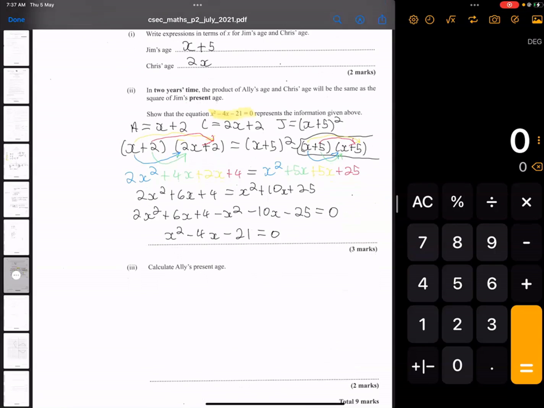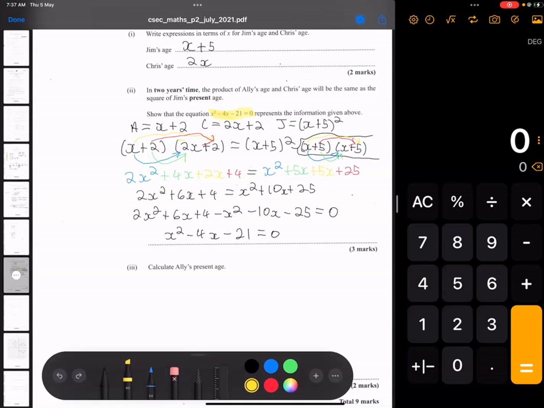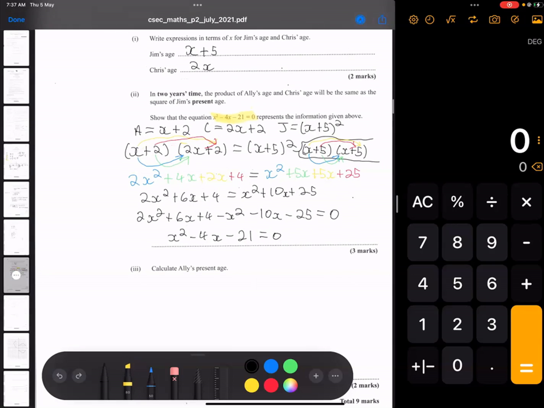Calculate Ali's present age. So Ali's present age is x, and for us to find what x is, we're going to use that same equation from the last part that we just did from part 2. So x squared take away 4x take away 21 is equal to 0.